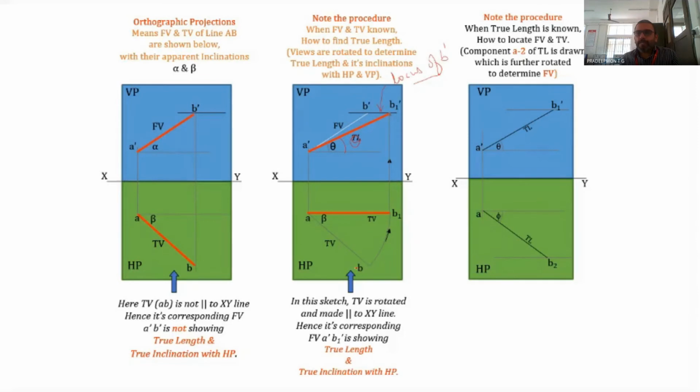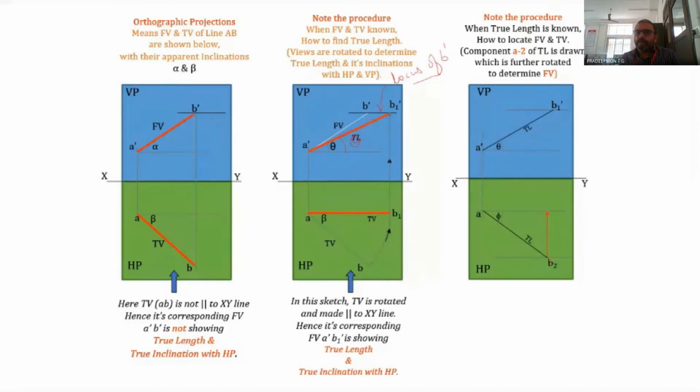So here also we draw the locus of B. A line through B2 which is parallel to XY is drawn. That line is the locus of B. Now what we do is we find out the projection of B2.